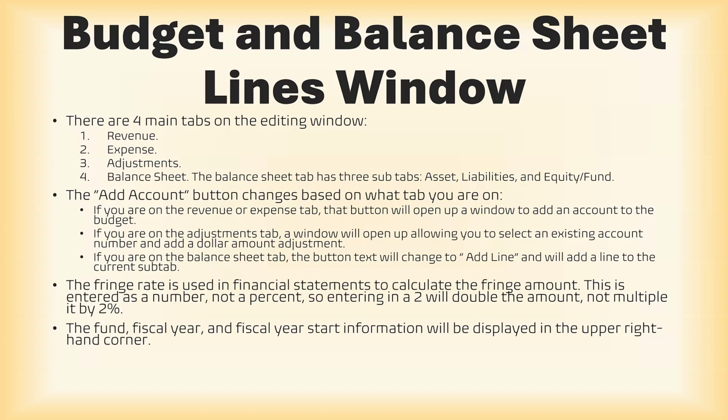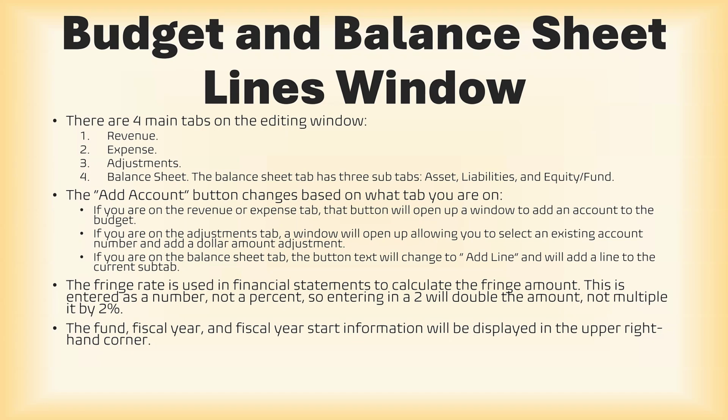There's also a fringe rate that financial statements use to calculate the fringe amount. If you want to calculate the fringe amount, just note that this is entered as a number, not a percent. So entering in a 2 will double the amount, not multiply it by 0.2%.